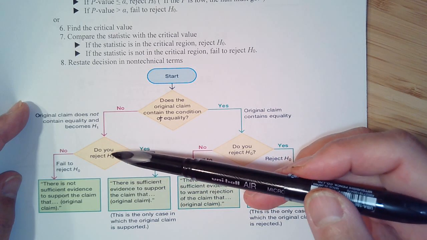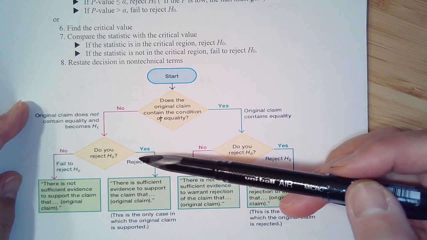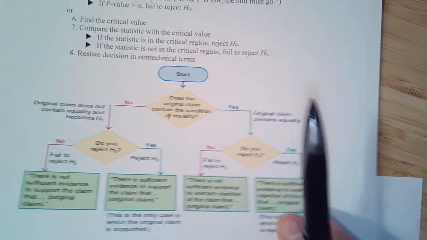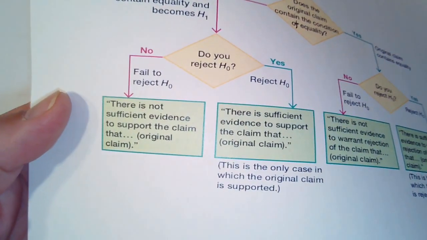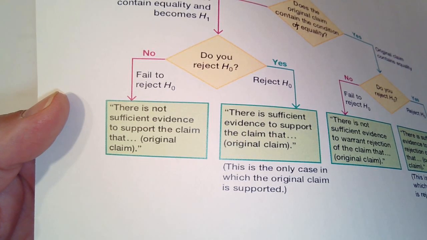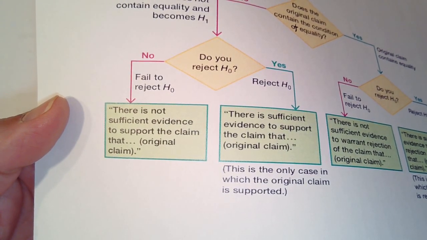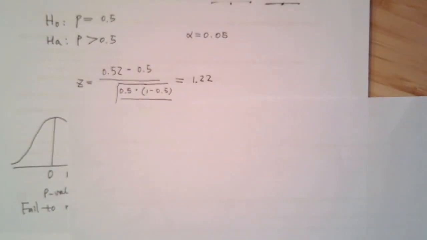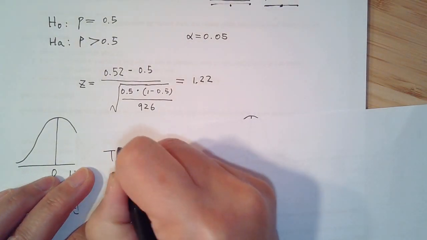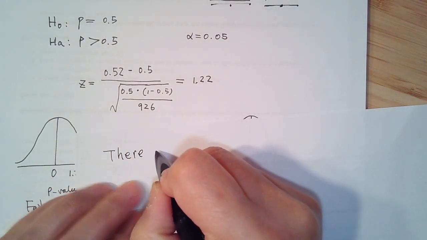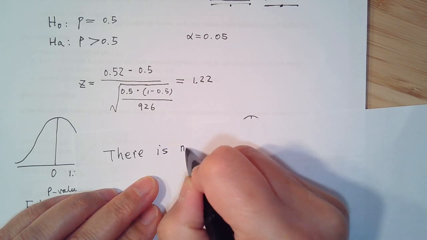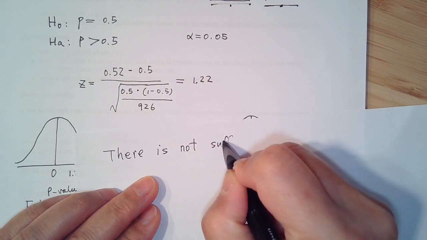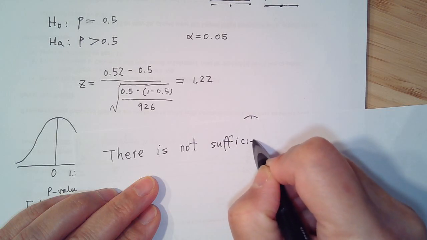Do you reject H0? We fail to reject H0, right? You cannot reject, so you go here. You fail to reject H0. Now I want you to see very clearly what it says here. They said, there is not sufficient evidence to support the claim that, and then you just copy the original claim. So in the quiz or in the homework, they usually ask you to write your conclusion in English like this.